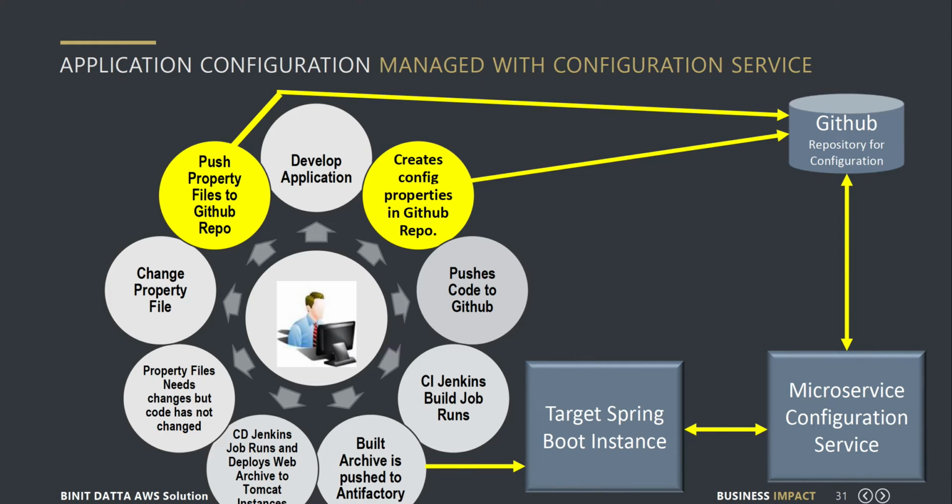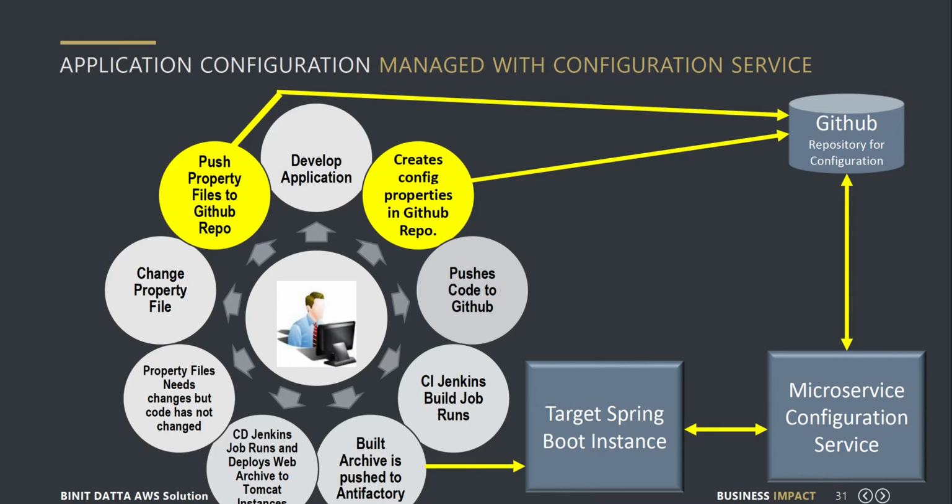In this diagram, you can see that when only properties change and the code does not change, we can just do two things and keep everything else. We don't have to do anything else. We just push property files to a GitHub repository and create config properties in the GitHub repo. There will be a separate GitHub repository only for properties, here on the right side, the repository for configuration. So now we have two repositories, one repository for code and another Git repository for configuration.